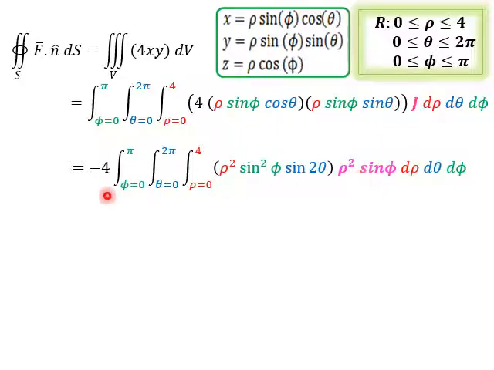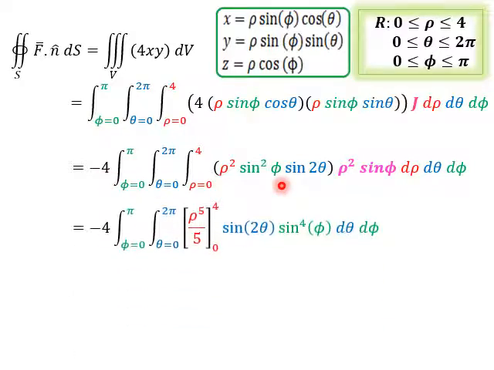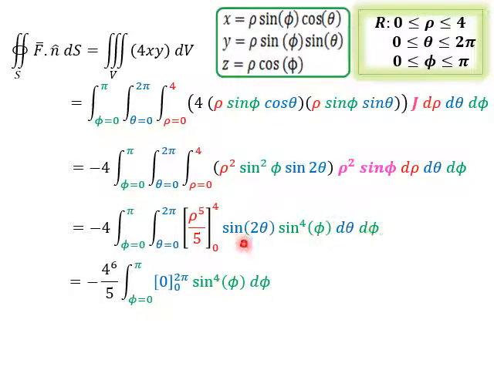Jacobian is rho square sin phi. 4 is commonly taken outside. Now integrate with respect to rho. Rho power 4, integral is rho power 5 by 5. Now we have to integrate with respect to theta. Theta from 0 to 2 pi, sin 2 theta is 0. Therefore, the flux integral value is 0. Flux across the closed surface of the sphere S with the velocity vector f bar is 0. When the flux is 0, it can be interpreted as the net flux across the closed surface being 0.